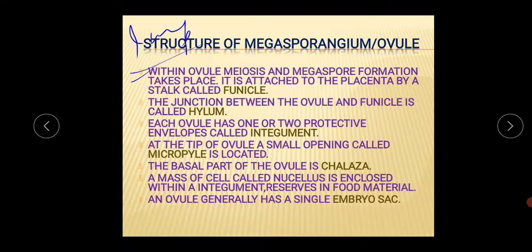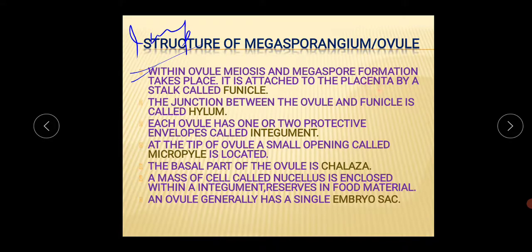There is a lot of important information in this slide, so please go through it properly. I am repeating again, this is the structure of the ovule, or the structure of the megasporangium. One megaspore is formed in the ovary region with the help of meiosis cell division, and after the formation of the ovule, it is attached to the placenta region.